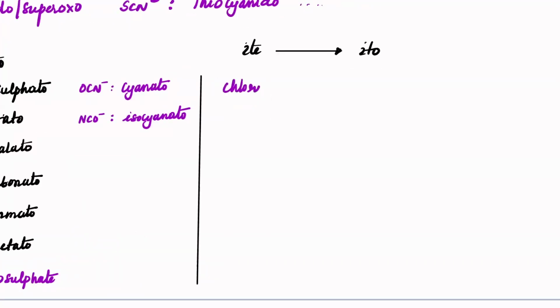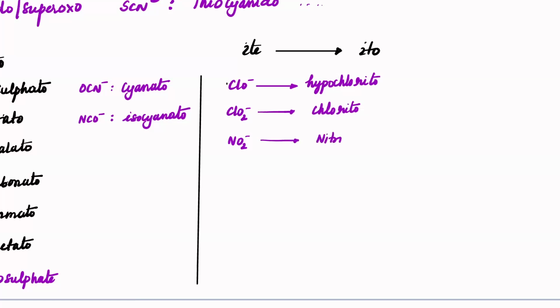chlorito, correct? So when do we use that? For ClO minus. ClO minus is basically coming from hypochlorite. So that will become hypochlorito. So ClO2 minus, this is chlorite. So simply chlorito. Correct. And if you have NO2 minus, that will become nitrite. So that will become nitrito. Then we have SO3 2 minus, sulfito. This will become sulfito.